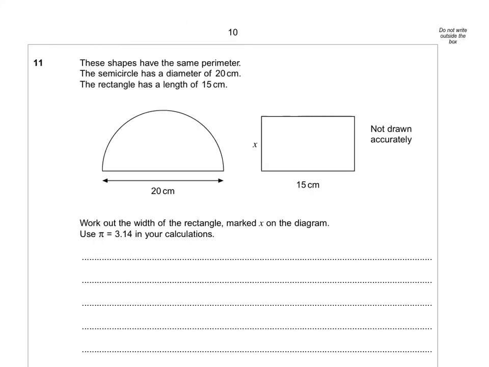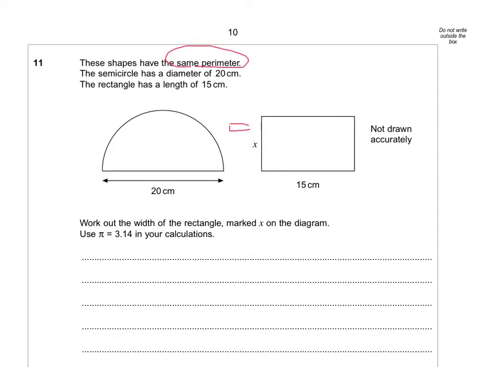So question 11 seems to be to do with perimeter, and we're given information at the top on a semicircle and a rectangle: the diameter of the semicircle, and the length of the rectangle, which is just repeated beneath. We're told to work out the width of the rectangle marked x, and we've got to use pi to be 3.14 if need be. So the key part here really is that they have the same perimeter. Okay, so we're really going to set an equation up and put the perimeters equal to each other.